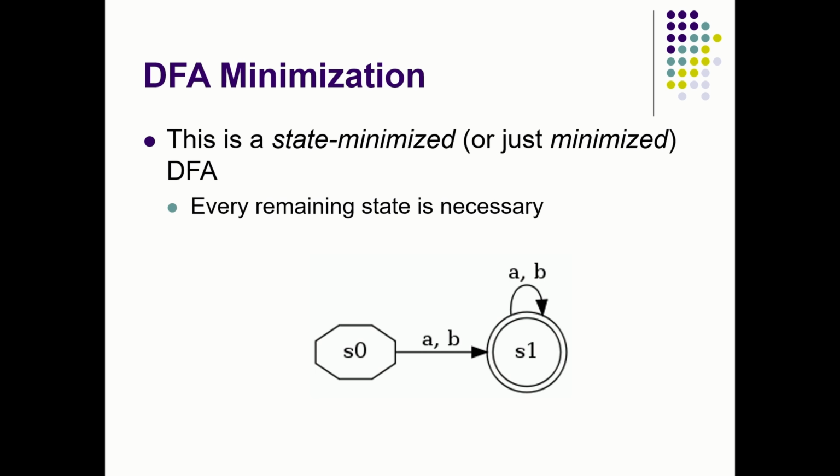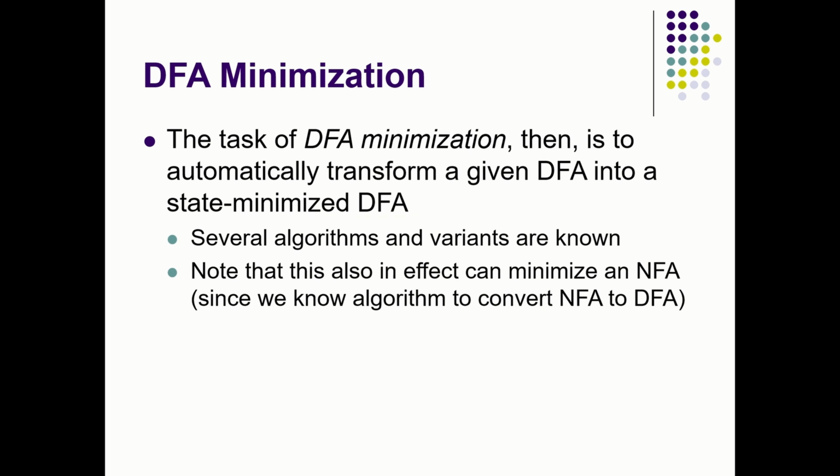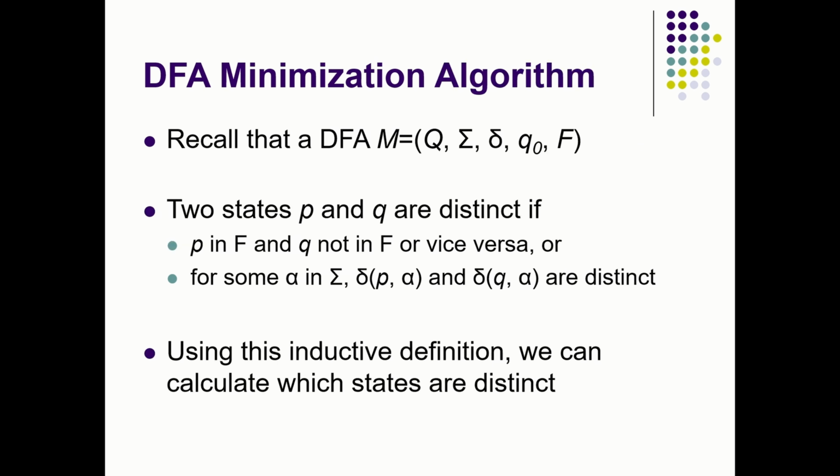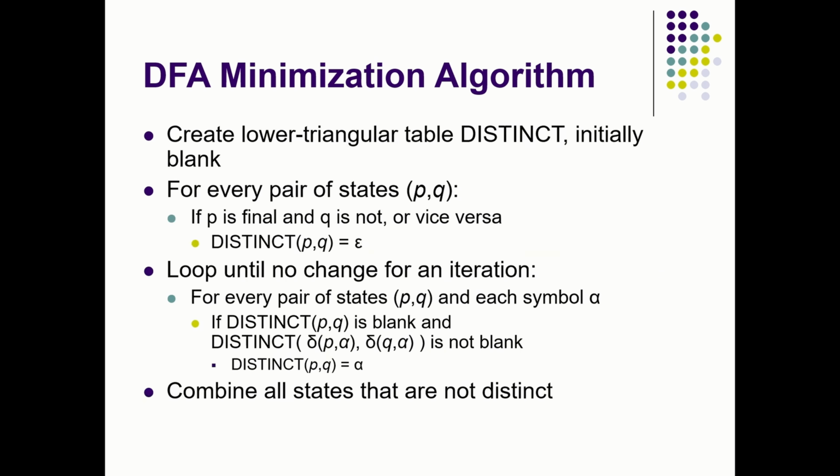The process involves combining states that behave equivalently, making the DFA more efficient. The task of DFA minimization can also be applied to NFAs, as converting an NFA to a DFA precedes its minimization. Several algorithms exist to achieve this, including one that uses a lower triangular table to identify distinct states iteratively. In this method, states are marked distinct if one is final and the other is not. Using inductive definitions, we identify equivalent states and merge them. This process continues iteratively until no changes occur, resulting in a minimized DFA.